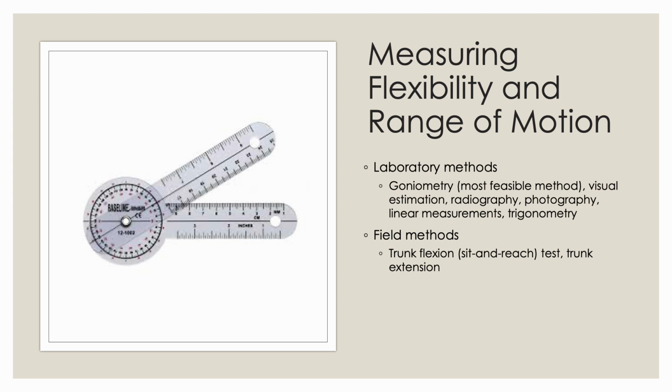Some examples of field methods for measuring flexibility include the trunk flexion test or trunk extension test. The trunk flexion test is also our sit and reach test. These clinical tests should serve as criterion measures for validity studies of field tests of flexibility for health-related fitness, meaning our laboratory methods or our clinical methods should give us our criterion measures in order to be applied to field tests when assessing flexibility for health-related fitness.